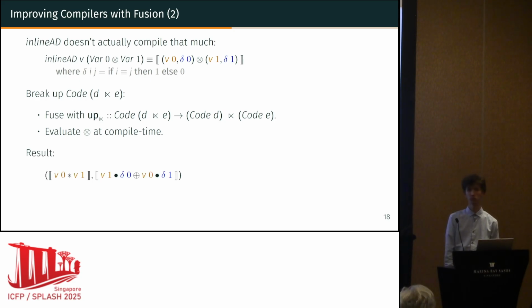And this looks somewhat good, but it's actually not very good, because, as you can see, V1 and V0 appear in multiple places, which means that we're going to start computing the same thing many times over.